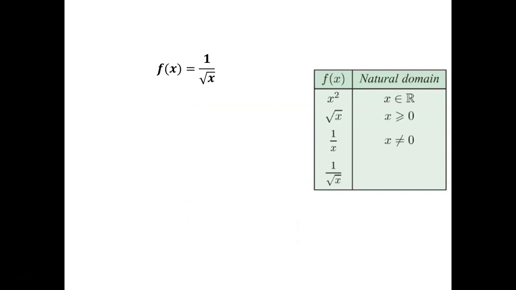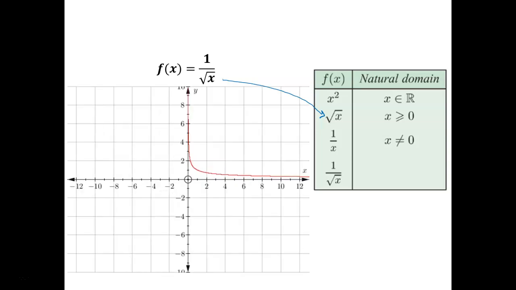The last function here is 1 over square root x. Now we said before that when you have square root x, x has to be greater than or equal to 0. But here in this case, square root x is in the denominator, which means that x cannot be 0. x cannot be negative. So in this case, x would have to be greater than 0. And if you have a look at the graph there, you will notice that the function is defined for positive x values. There is no graph there when x is less than or equal to 0.